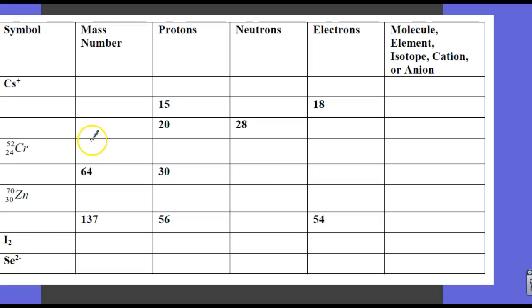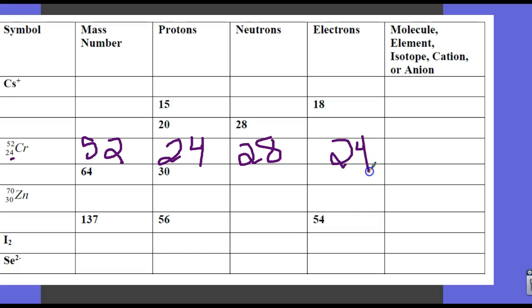Chromium, a mass number is 52. Protons must be that bottom number, which is 24, because that's the atomic number. Neutrons is 52 minus 24, which is 20. It's not 20. 28. So it's 28 neutrons. We have no other information about it. It must be neutral, so it must have 24 electrons.